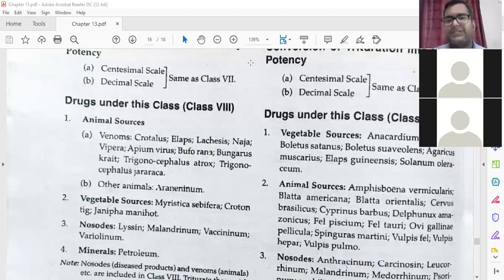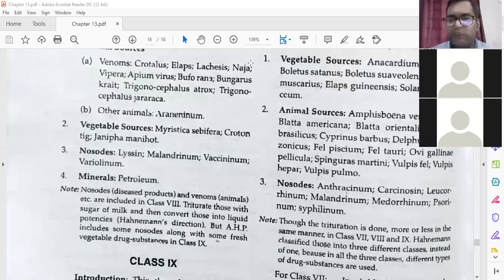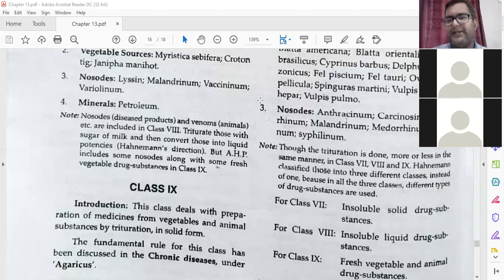Drugs under these classes. What are the drugs that will come under these classes? Vegetable sources: Anacardium will come, Solanum will come, Elaps will come. Animal sources are Blatta orientalis, Blatta, you know, cockroach, it will come. Then Vulpes will come, then Felis Tigrina will come, so many. Then no source: Anthracinum will come, Carcinosinum will come, Medorrhinum, Psorinum, Syphilinum will come.